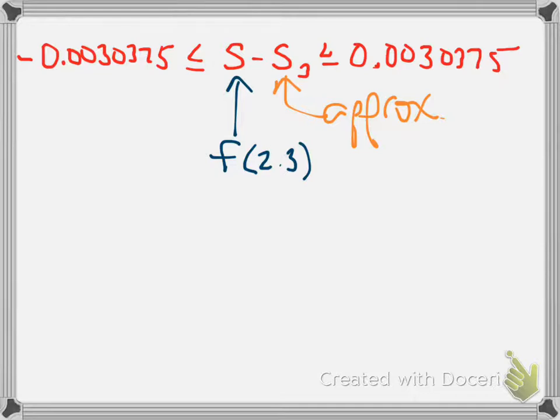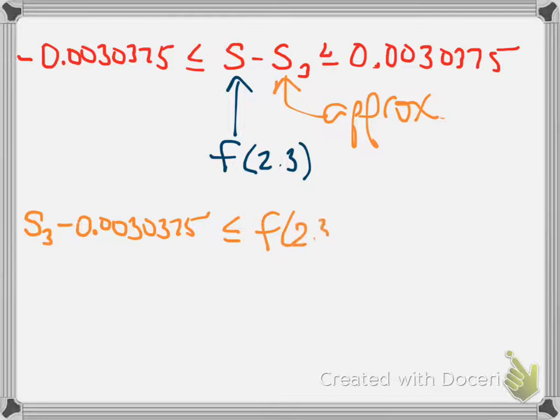But the s of 3 is our approximation. And so what do we need to do? We're trying to get f of 2.3 bounded between two values. So I just need to add s sub 3 to everything and rewrite this inequality. So I'm going to have s sub 3 minus 0.00300375 less than or equal to f of 2.3, which will be less than or equal to s of 3 plus 0.00300375. That looks like an 8.